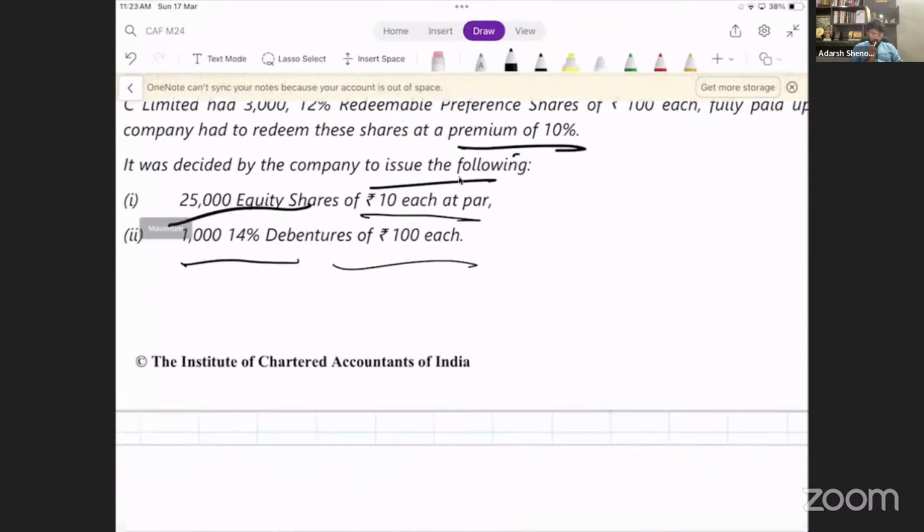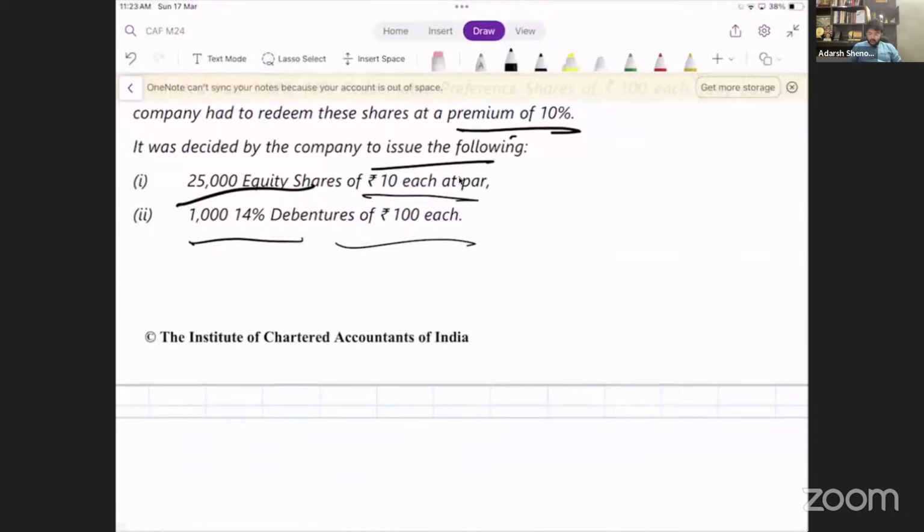Now let's look at what they have done. It was decided by the company to issue the following: 25,000 equity shares of rupees 10 each. So 25,000 into 10, 2,50,000, we are issuing as equity shares. So 2,50,000 of the 3 lakh is coming over here. This is option 1, they're issuing new shares.